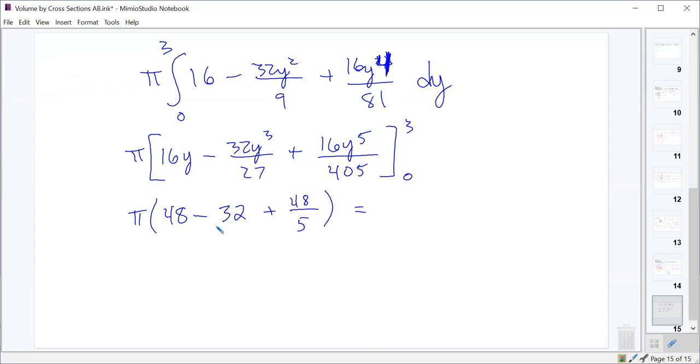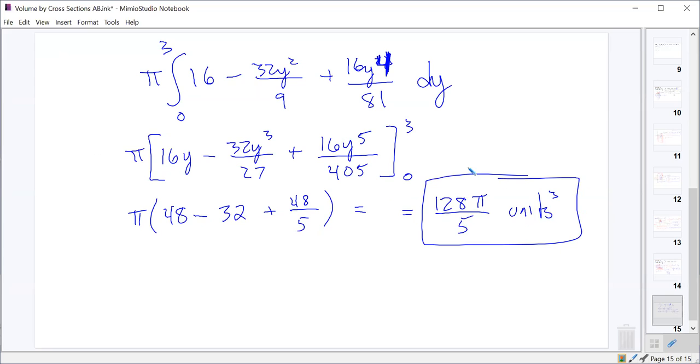And what does that simplify down to? That should be 16 fifths, or 16 times 5 over 5, I mean, should be 80? So 80 fifths plus 48 fifths should be 128 pi over 5 units cubed. And yes, you should be able to do that integral. Any questions there? No, not really, no. All right.